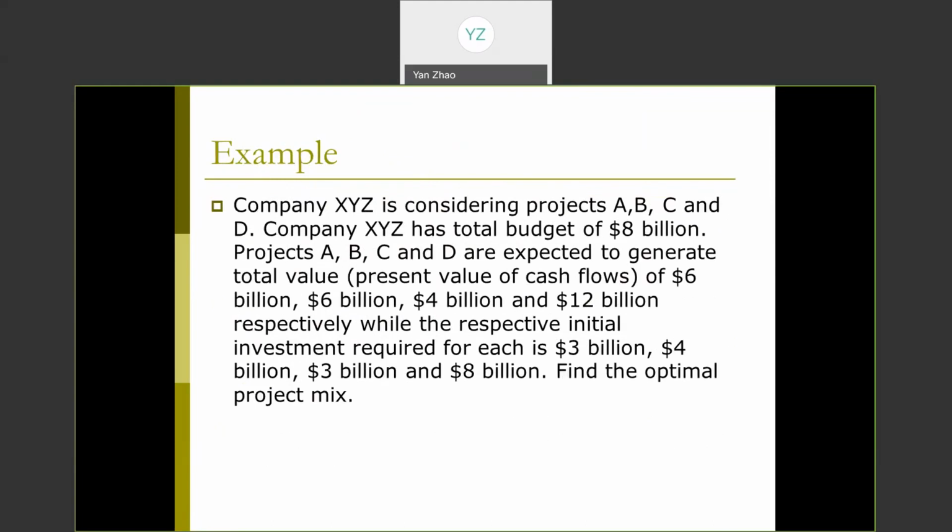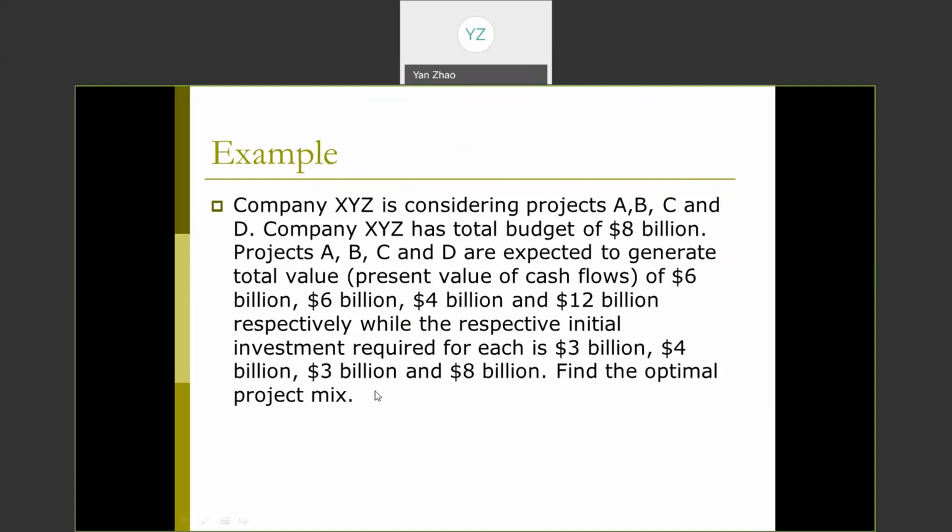So if you look at company XYZ, it's considering 4 projects, A, B, C, and D. The total budget for the company is $8 billion. Projects A, B, C, D are expected to generate a total value of $6, $6, $4, and $12 billion respectively. So here, the total future values are already the present value of cash flows. To make your life easier, you don't have to do any discounting here. I already report the discounted present value of the future cash flows.